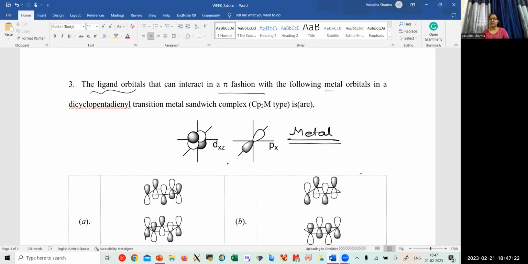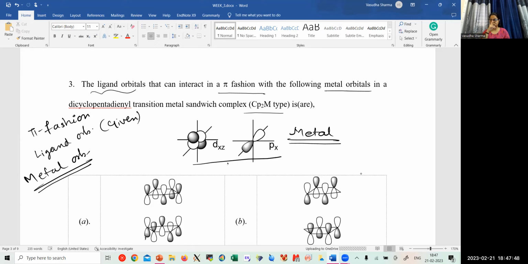With the metal orbitals in dicyclopentadienyl transition metal sandwich complexes, again it has been given. Now they have reversed the question. Firstly, also it was a pi fashion, but the ligand orbitals were given and you were asked to find out the metal orbital. Now here the metal orbitals have been given, and you need to find out the ligand orbitals. Now look at the metal orbitals. It is a combination of dxz and px. And from the pi fashion, we know that it should have node equals to one. It can't have node equals to two.